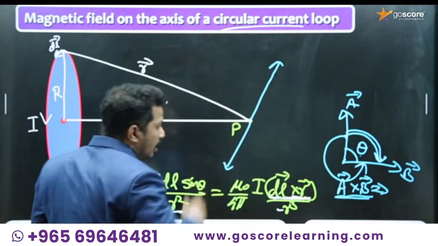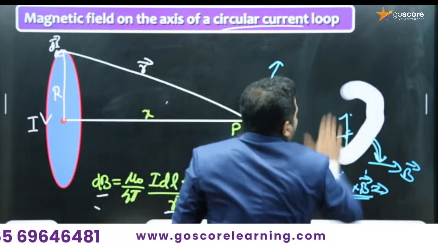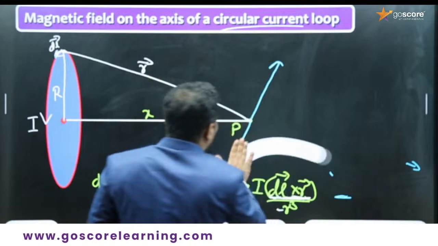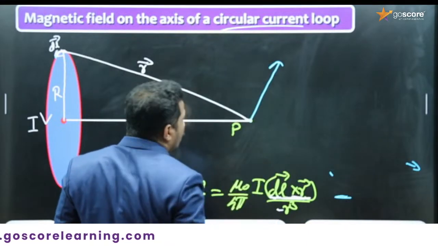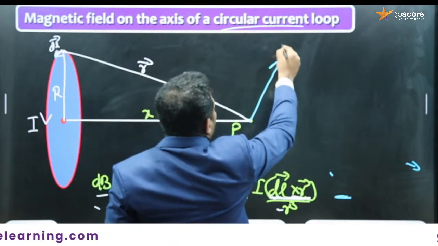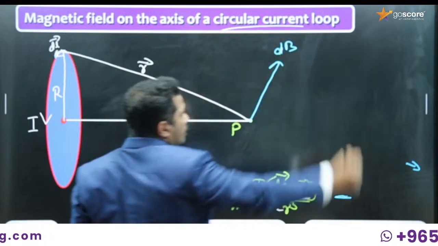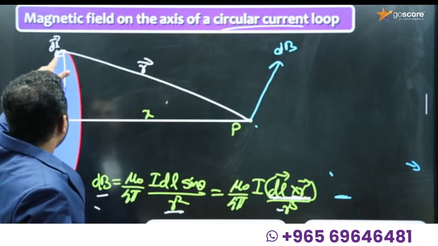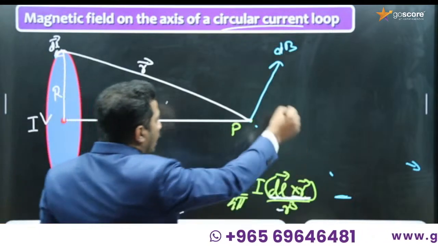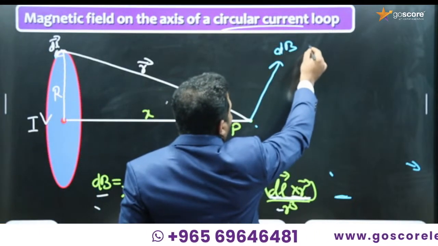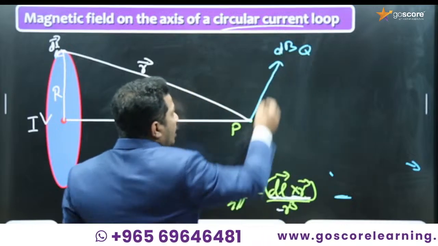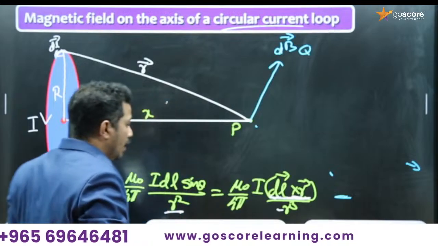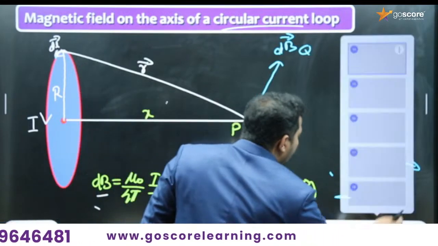So if you apply the right hand screw rule here, you will find that the direction of magnetic field along this one will be the right direction for the magnetic field due to this current carrying element dl. Okay, and I wish to name the point as q. So this is the direction of magnetic field, which is along q. Okay, so you can note it there.